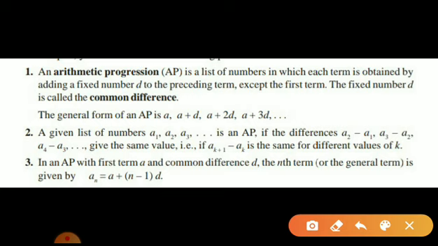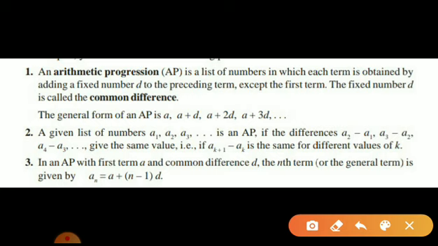A given list of numbers a1, a2, a3 and so on is an AP if the differences, that is a2 minus a1, are the same. What you should do is find the difference of consecutive numbers. That means second number minus the first, third number minus the second, fourth number minus the third. If the differences are the same, then we say that the given sequence is in AP.